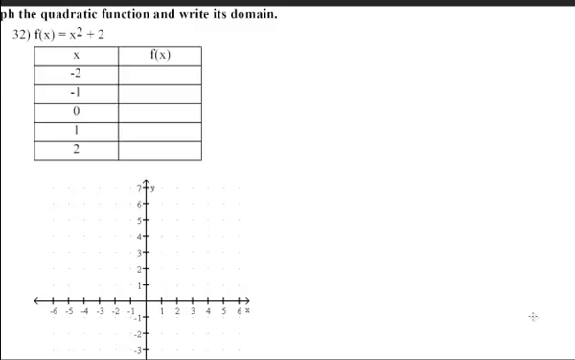Okay, graph the quadratic and write its domain. Okay, so we're giving you a table here. So what's negative 2 squared? Negative 2 times negative 2 is positive 4 plus 2, you're going to get 6. Okay, you're going to get 6 there.